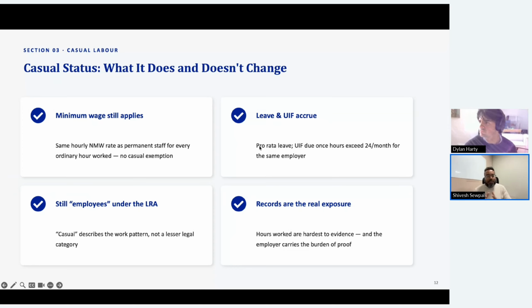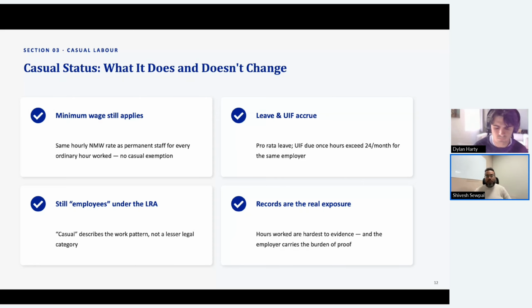So, second, casual workers can still be employees. If they work for another person for remuneration and they are not genuinely independent contractors, they can still fall squarely within the definition of employee. Third, leave and UIF still matter. Leave accrues on a pro rata basis, and UIF contributions are still due once the employee works more than 24 hours per month for the same employer.